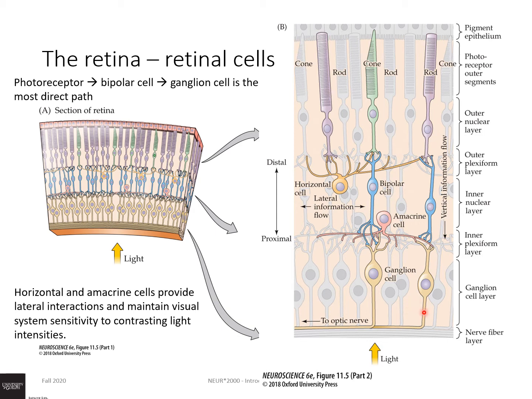But there's also integration of information. That's where the horizontal cells and the amacrine cells provide lateral interactions and help to maintain the visual system's sensitivity to contrasting light intensity. So this helps with integrating information across what would otherwise be very direct paths from the photoreceptor to the bipolar cell to the ganglion cell that forms the optic nerve.